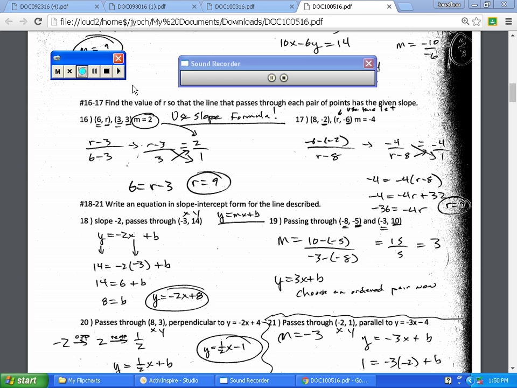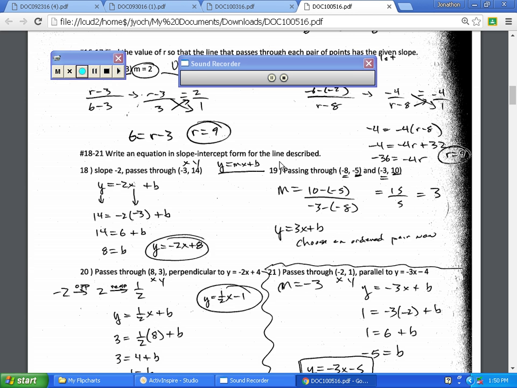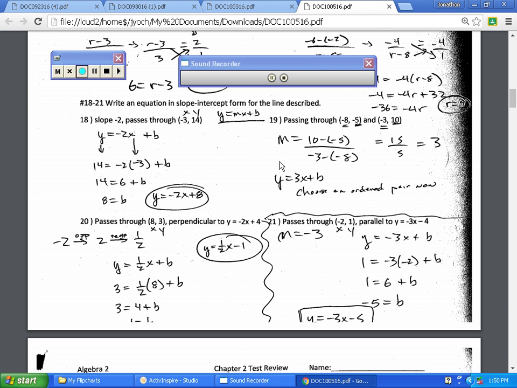Cross multiply, do a little distribution, you get r is 9. 18 through 21, all about y equals mx plus b. I give you the slope on 18. Y equals negative 2x plus b. Substitute, plug it in, 14 in for y, negative 3 in for x. Solve for b. B is 8.